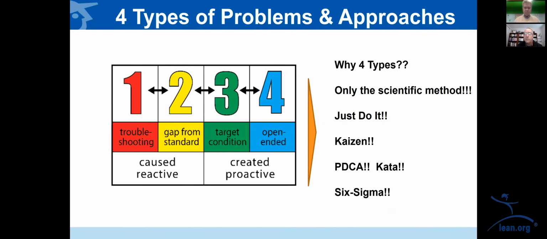But in the following slides, I'll address in a little more detail why four types. Why not just the scientific method? I touched upon that already. Why can't we just do it? Why can't we go out and do Kaizen events? Why don't we just tell everybody PDCA, kata, and be done with it? Or why not Six Sigma? Can't we use numbers and be real statistical and sophisticated about this? Why not? Those are all valid questions.